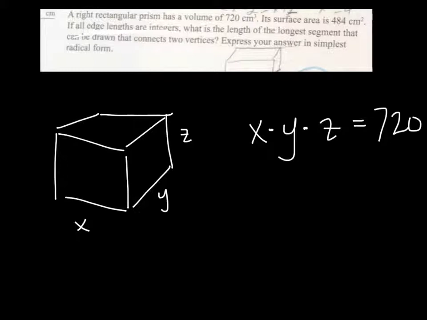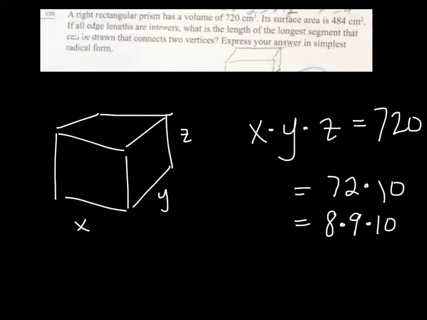So in order to figure out what the edge lengths are, I need to think about factoring 720, because that'll tell me a possibility for x, a possibility for y, and a possibility for z. That makes sense? And we just did this. What's the magic factorization? The magic factorization is 8, 9, 10. Right, so 72 times 10, which is 8 times 9 times 10.